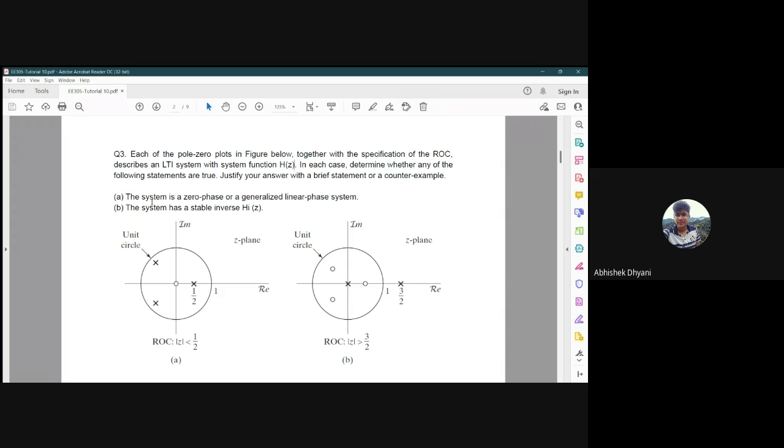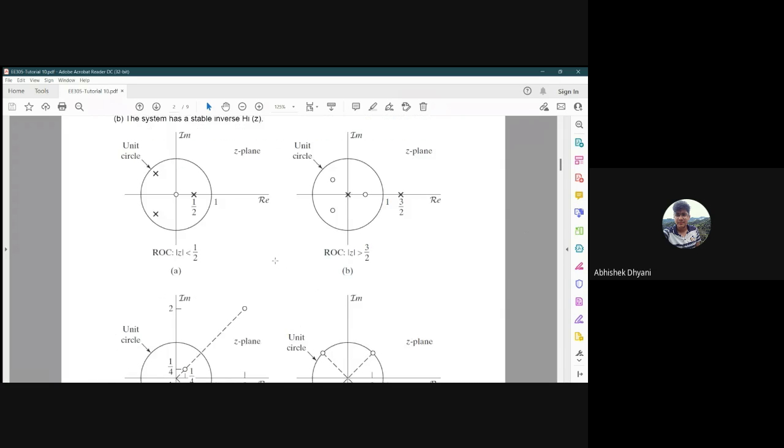Okay, so we have to determine two things. The first one is that the system is a zero phase or a generalized linear phase system. And the second one is that it has a stable inverse. So we have to determine these two things for each of these cases. So there are 4 cases.